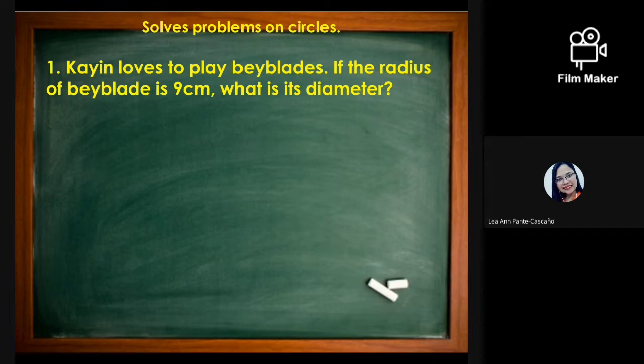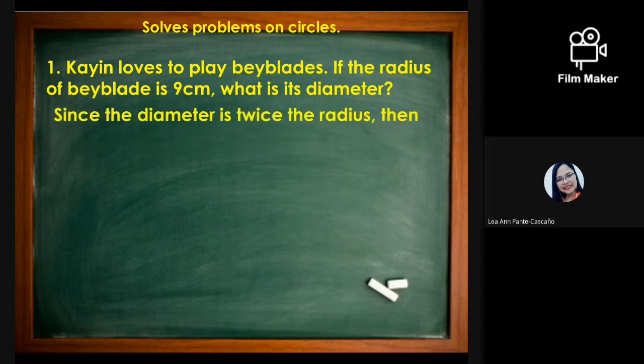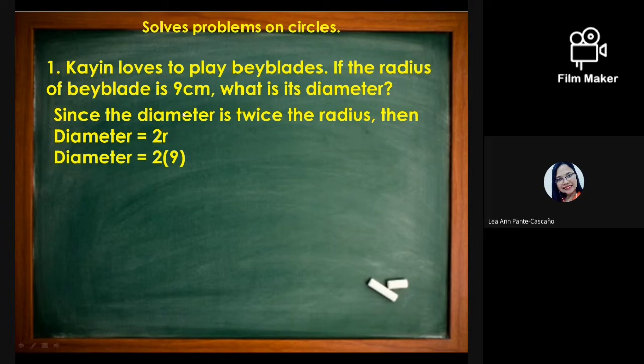So, for us to identify the diameter, o para malaman natin kung ano ang measure ng diameter, since the diameter is twice the radius, then diameter is equal to 2r. So, substitute the value of the radius. Ano ba yung value ng radius ng ating Beyblade? Ang radius niya daw is 9 cm. So, substitute the value of the radius to the formula. So, that is now 2 times 9. So, 2 times 9, diameter now is 18 cm.